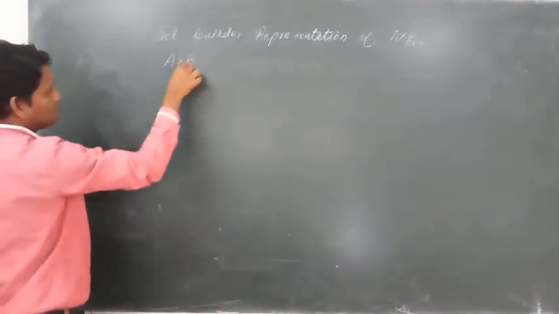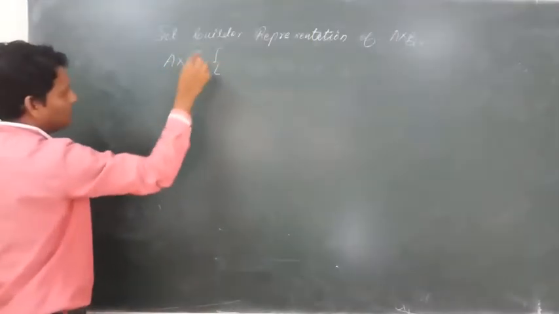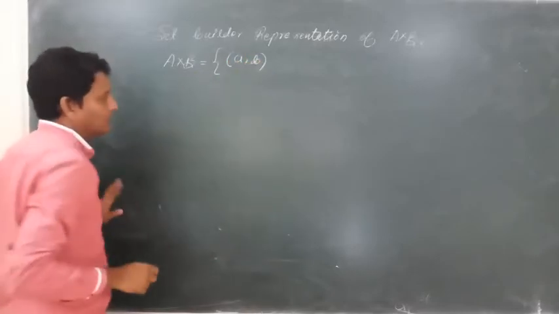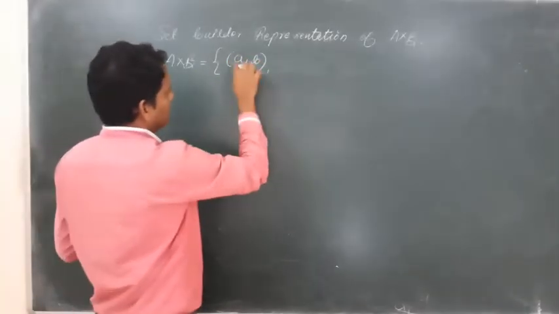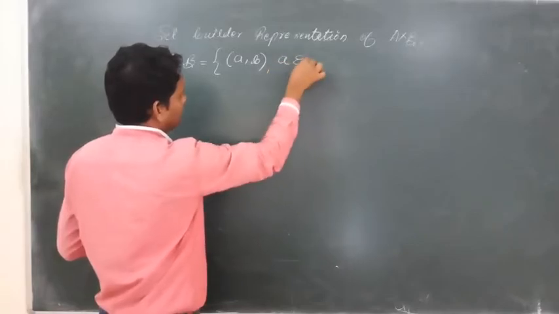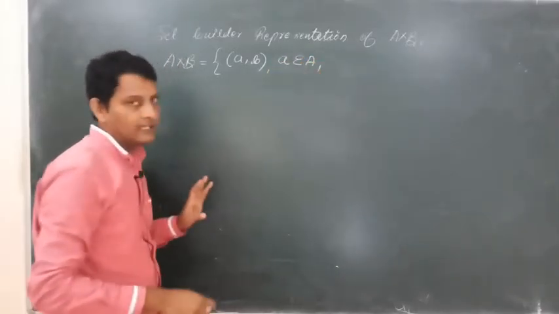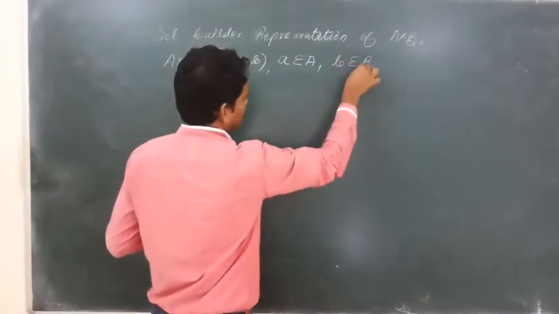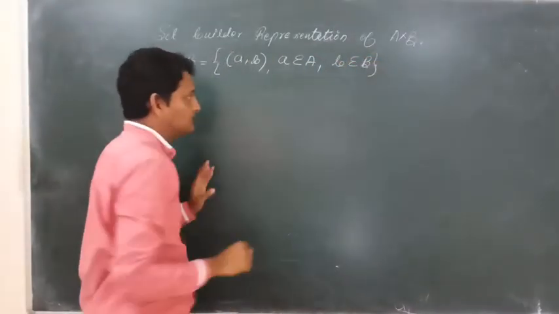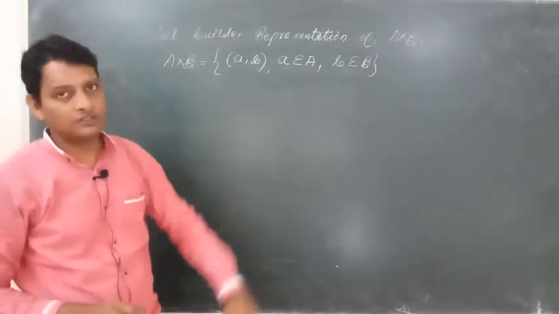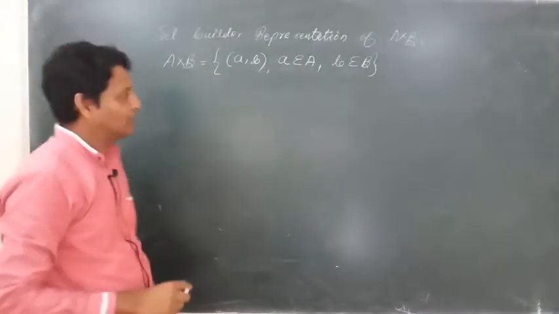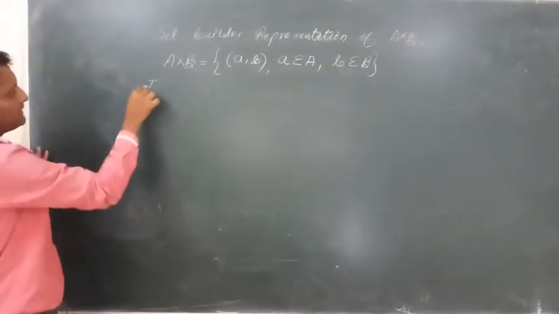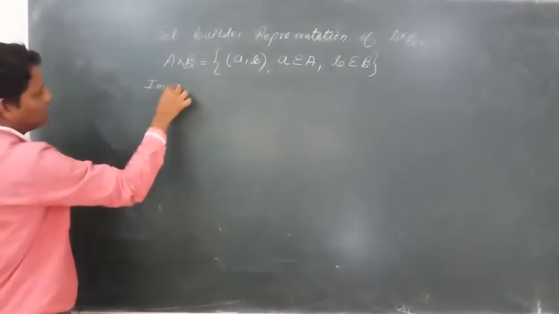So A cross B consists of ordered pairs. I have written the ordered pair like this, (a, b), where you know that a came from capital A set and b came from capital B set. So my dear students, this is the set builder representation of A cross B. Is it clear? Okay. So now we are going to see some important points to note.